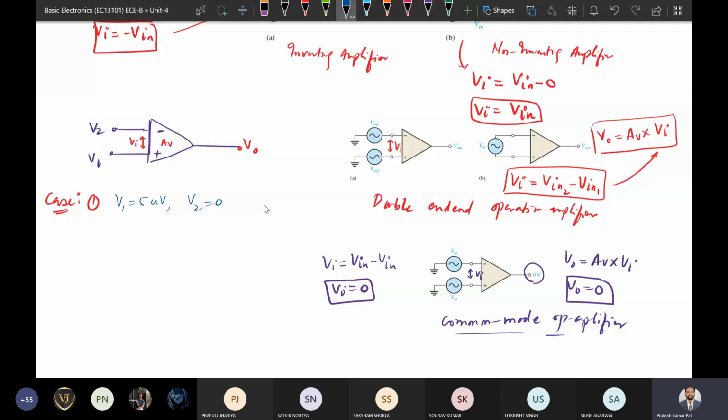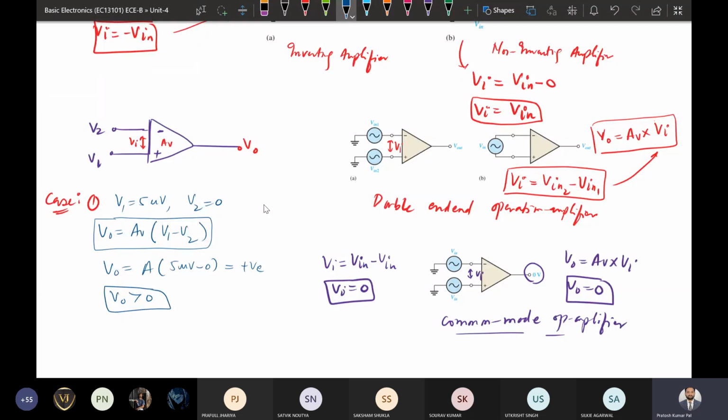So V output will be equal to the gain multiplied by the difference of these two: positive minus negative. This is negative and this is positive, so V1 minus V2 will be the expression. By putting the values, V output is the gain multiplied by 5 microvolt minus 0. So it is something positive, and the V output will be greater than 0.